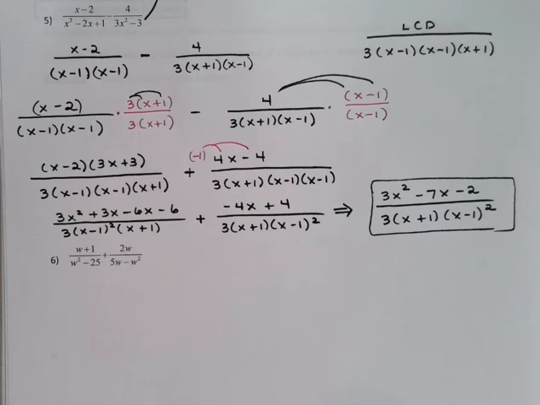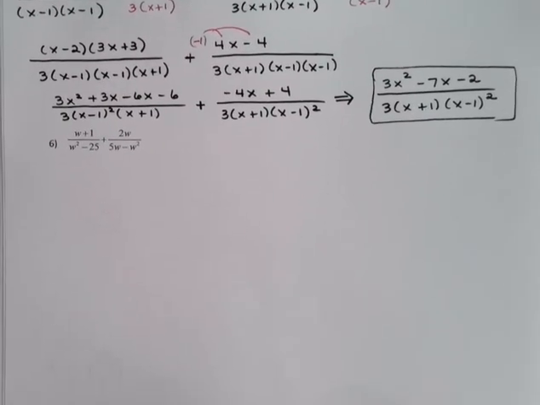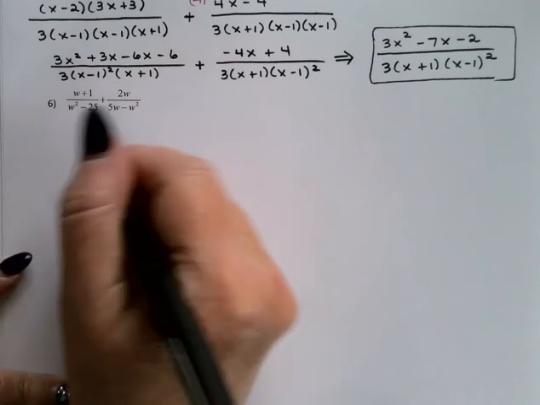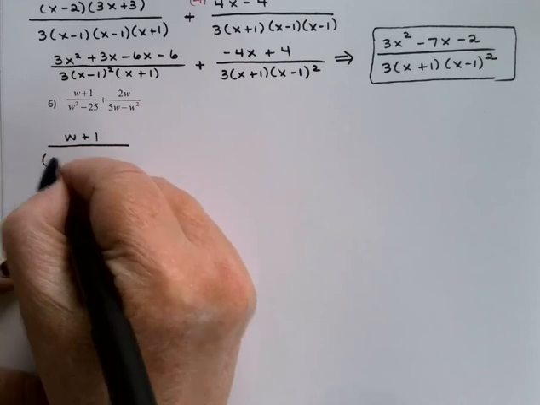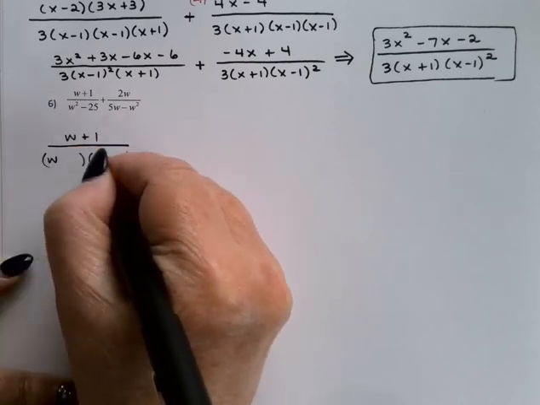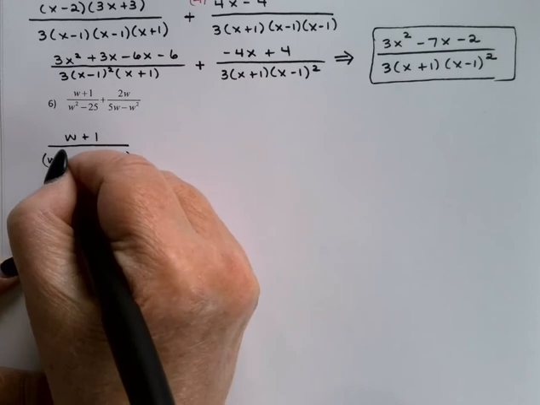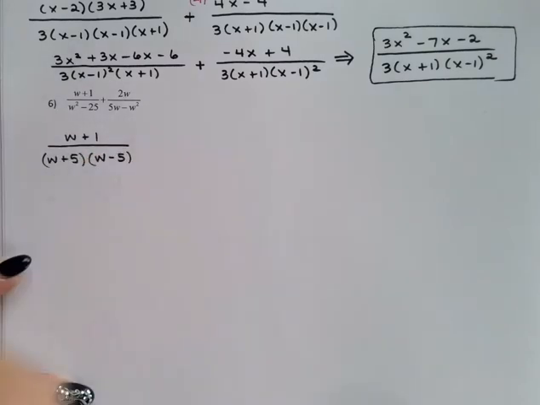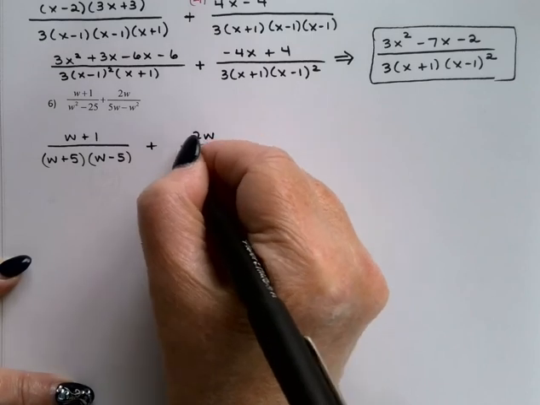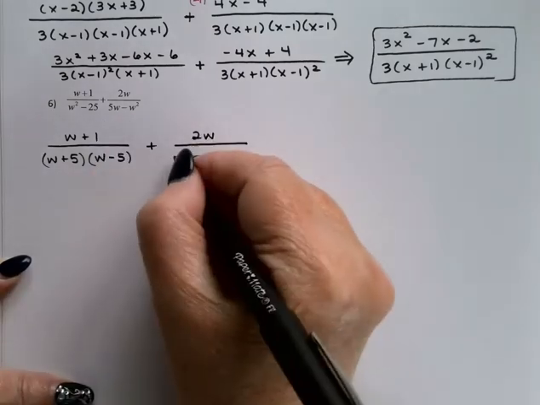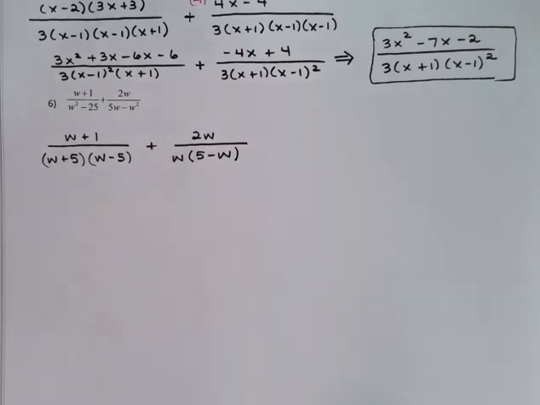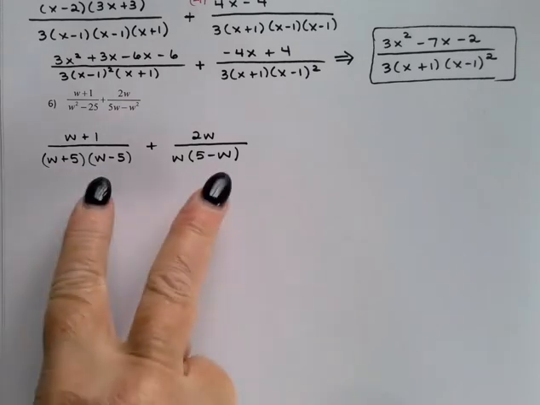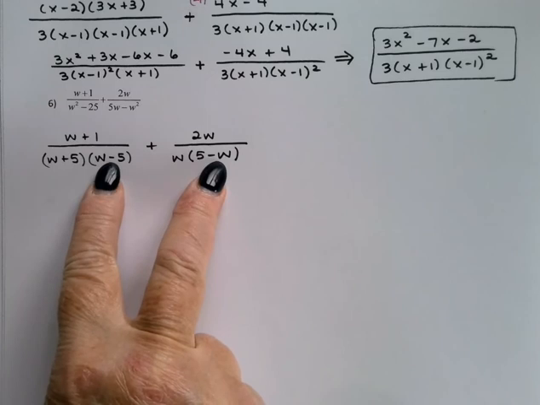All right, our last example here, number 6. Let's start by getting factored forms. I've got a difference of squares down here. W squared is W times W, and that's going to be a plus 5 and a minus 5. In the denominator, I could factor out a W, and I'd have 5 minus W. Now, there's something going on here before I identify an LCD. We've seen these kinds of things before.